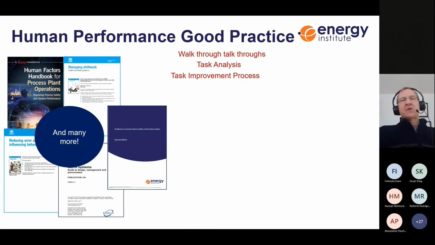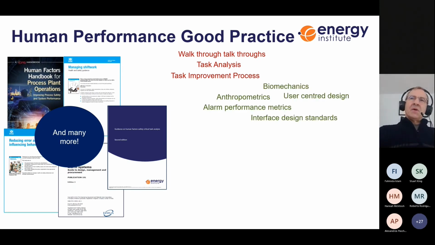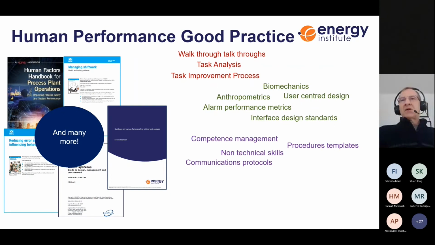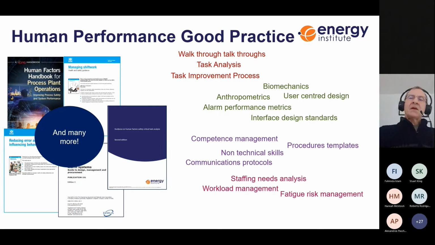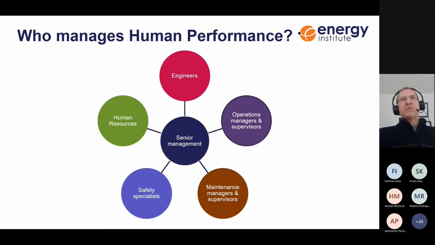And the scope of human performance: you've got analytic methods, and common ones are walkthroughs, talk-throughs, and the task improvement process. You've got user-centered design, design standards, and anthropometric guidance. You've got good practice on competence and non-technical skills, communication protocols, and methods and guidance on fatigue, staffing levels, culture, and teamwork. So this makes the point that human performance covers a very wide range of topics and issues, which leads to the question: who manages human performance?